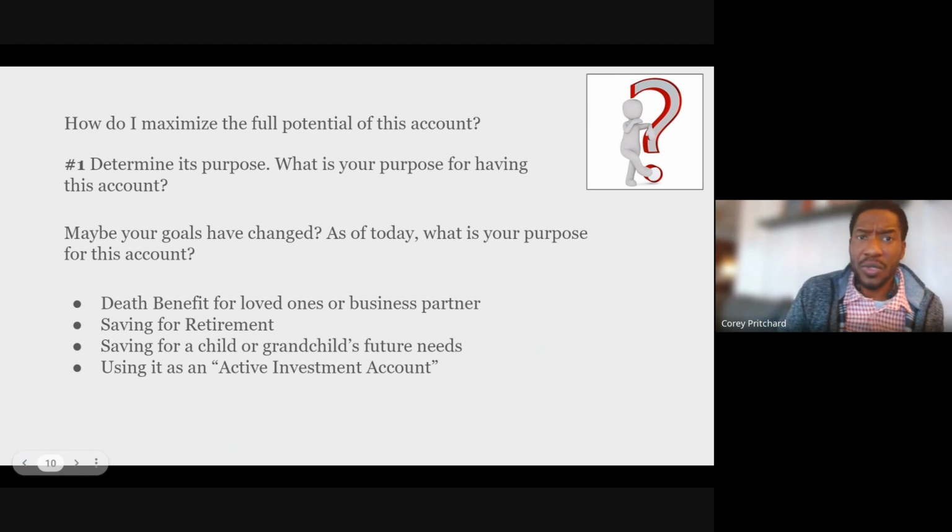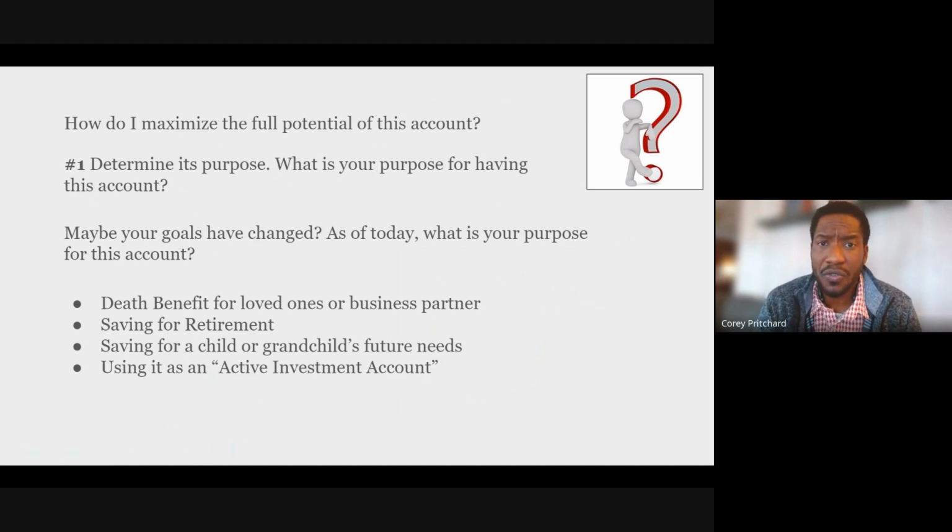If it's saving for retirement, right? If that's what you're looking to do, and you realize, hey, this has a great potential for me to be able to stack up and save and prepare for the future, for retirement, let's go do it, right? That could be one of your purposes, and this policy can absolutely do it. This account can definitely do it.